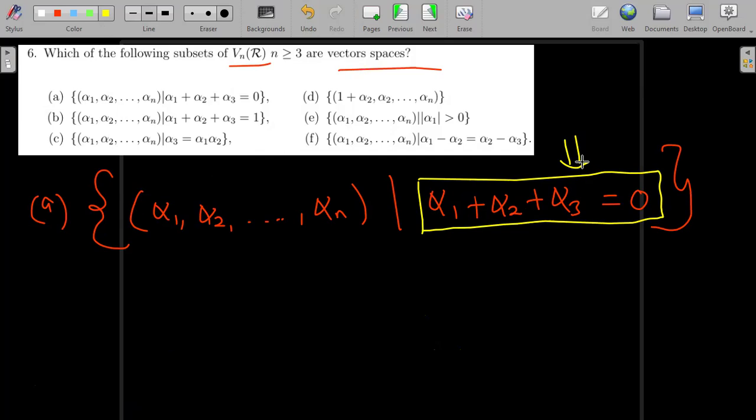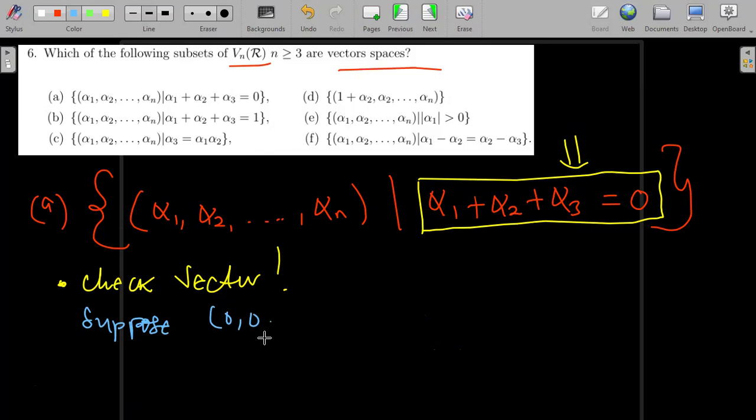So to prove that this is a vector space, we first check if the 0 vector is contained in this space. So we check the 0 vector. How are we going to do that? We are going to say, suppose the 0 vector, 0, 0, dot, dot, dot, 0, was part of this set. So we can say that this space is equal to V, like this.